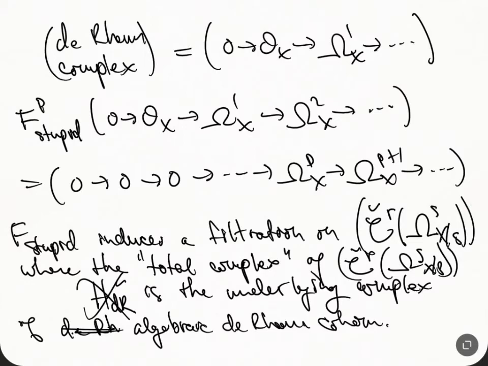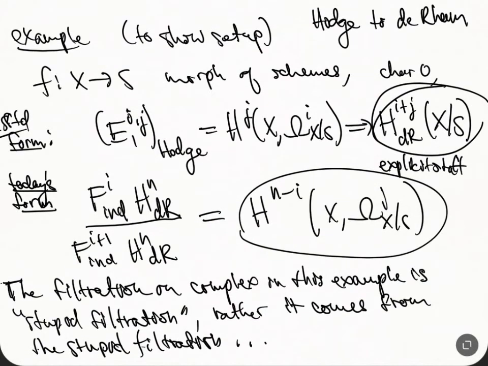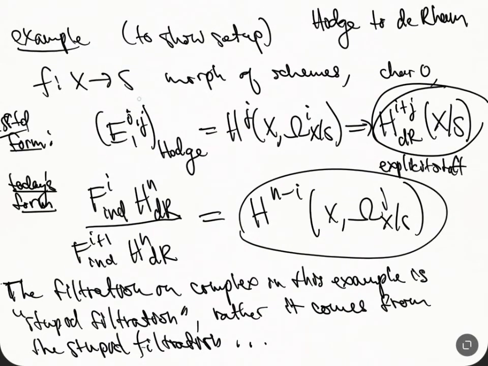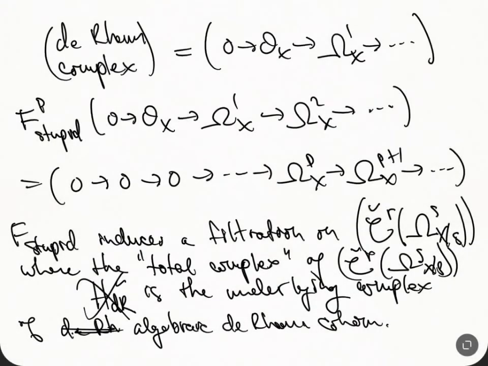Okay, so let me say a little bit more. What's still mysterious is what these E^(I,j) things are, what they do and how you get them.